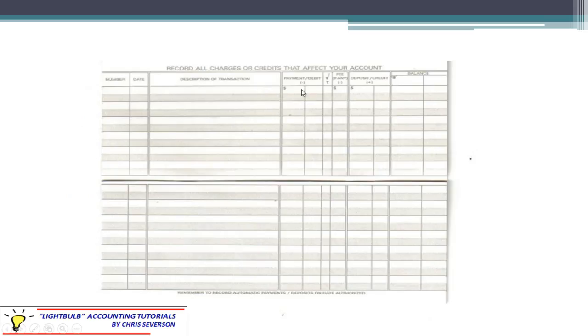So here's what I'm talking about. The payment or withdrawal is a debit. It's a minus. The deposit is a credit, which is a positive amount. It's an increase. So that seems to be the opposite of our normal balance rules.